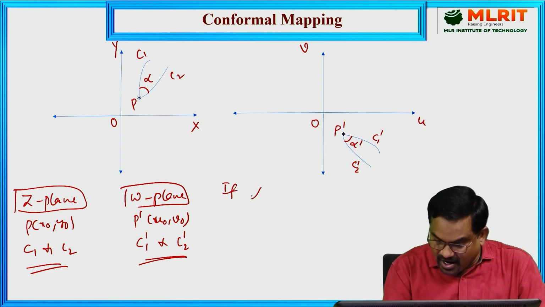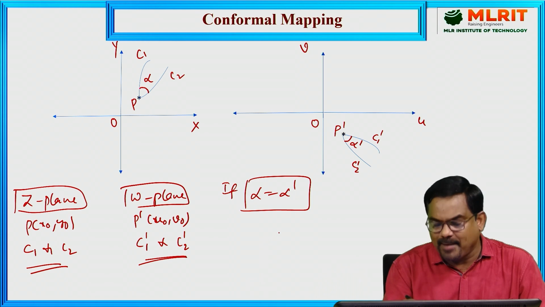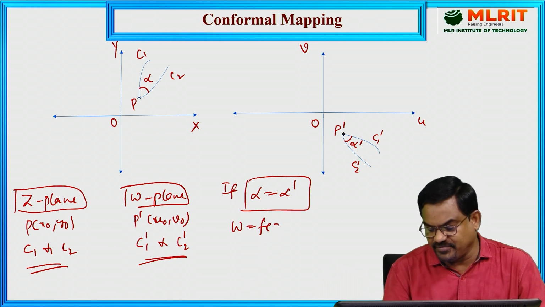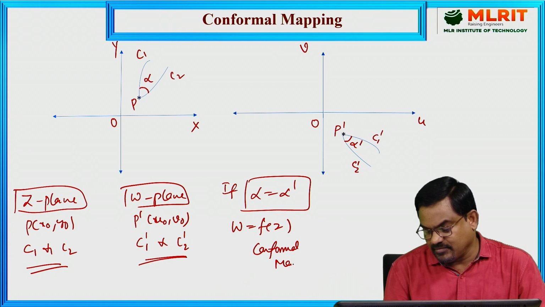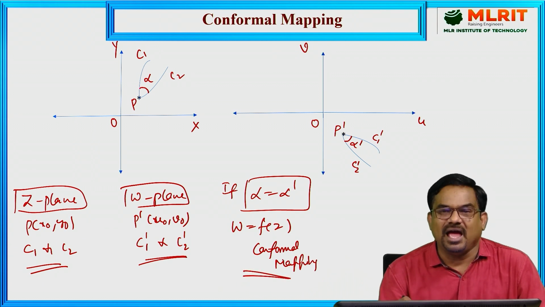So if alpha equals alpha dash, then the mapping w equal to f of z is said to be conformal mapping. That means it preserves the angle. So both the angles must be the same.